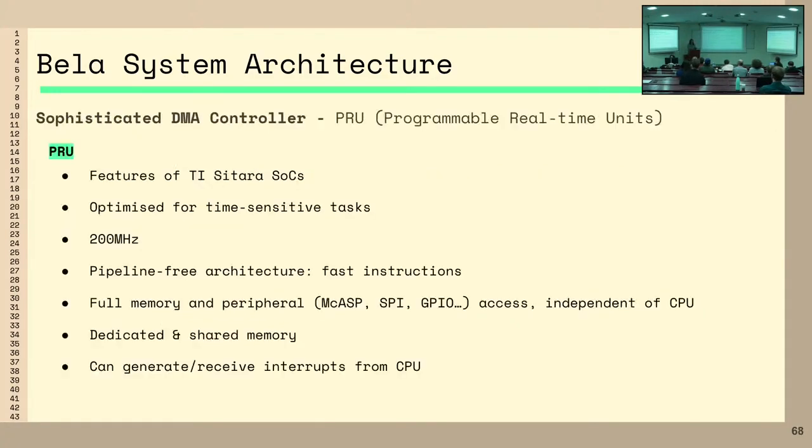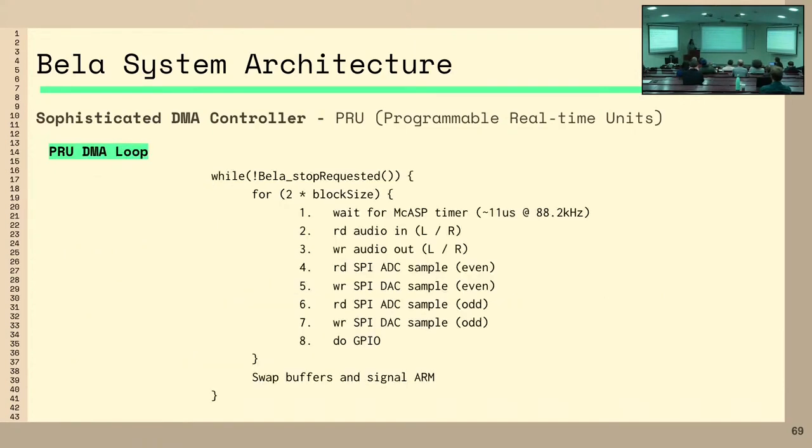What did we use instead? The nice thing about the Sitara SoCs that we are using is that they come with a programmable real-time unit that is optimized for time-sensitive tasks and runs really fast instructions. It has its own memory, shares memory with the CPU, and can generate and receive interrupts.